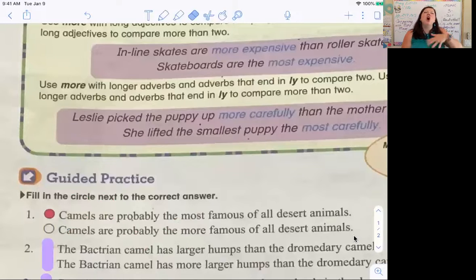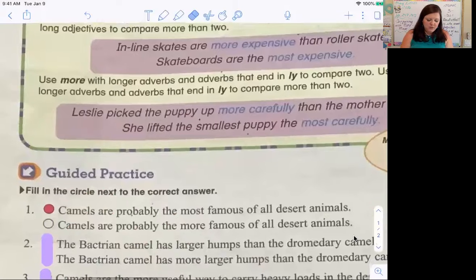We're talking about of all the desert animals that God created, and boy, he created a lot, didn't he? Camels are the most famous, to us anyways. Number 2.